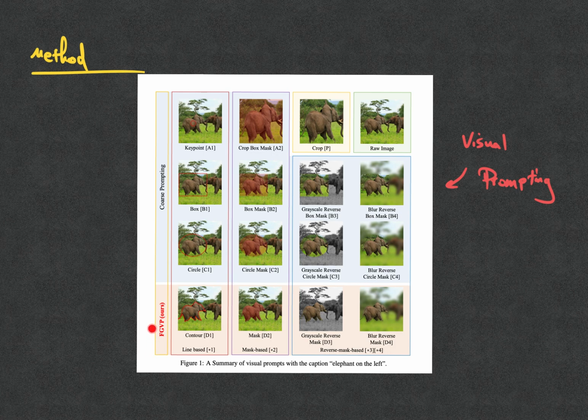Now, in the FGVP, the main goal is that rather than drawing circles and things like that, use a generalist segmentation model from the model Segment Anything, and use that mask and compare contours, masks, grayscale masks, and blur reverse masks, which they showed to be particularly effective.